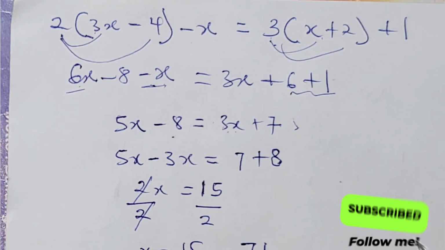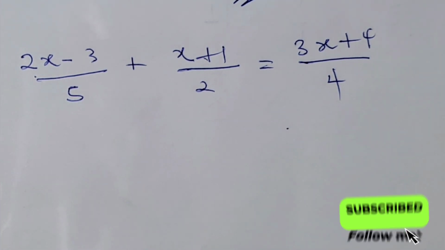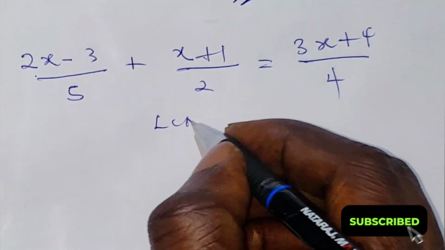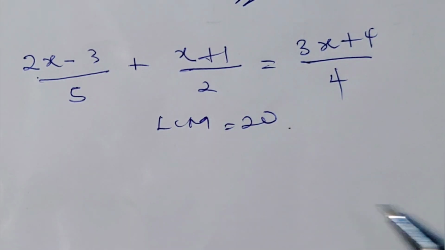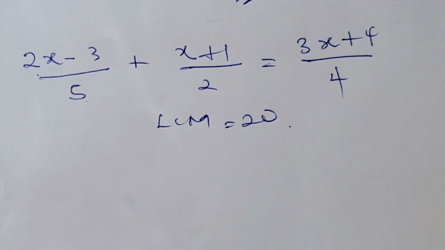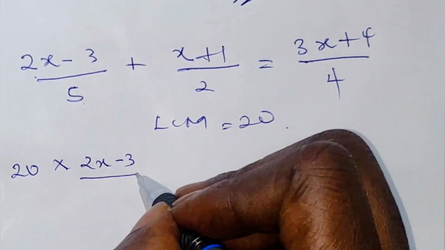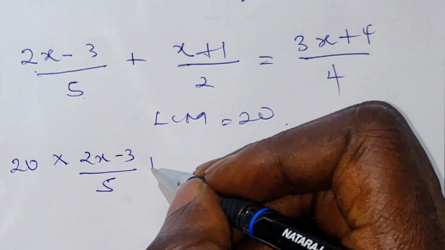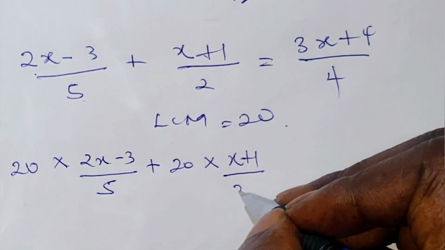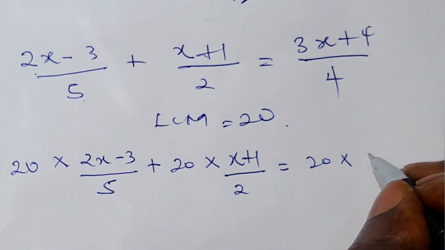Let's look at the next question. So this is our next question. It's a fractional. They are fractions. Just as we did in the previous example, what we're going to do is to find the LCM as usual. So the LCM is 20, which we've done. Then we multiply each term by the LCM. So we take the 20 and multiply by the first term, which is 2x minus 3 all over 5. That's the first term. Then we take the 20 also and multiply by the second term, which is x plus 1 all over 2. Then we take 20 multiplied by the last term.